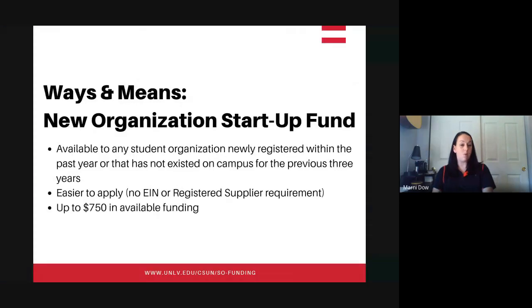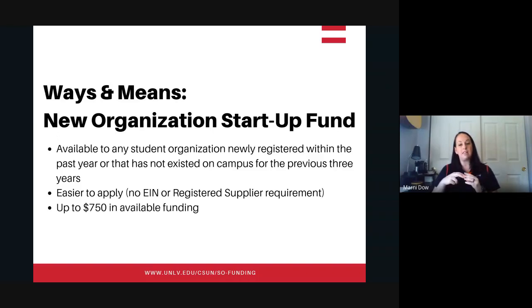We also want to mention that Ways and Means offers a new organization startup fund. So this is for any org that was started within the past year, or hasn't existed on campus for the last 3 years. So the benefit of this is that it is easier to apply. They can get up to $750 in available funding. So the idea of this is that they're really here to support some startup costs, typically marketing. They might need some flyers printed or a tablecloth made for them, those sorts of things, some promotional items.